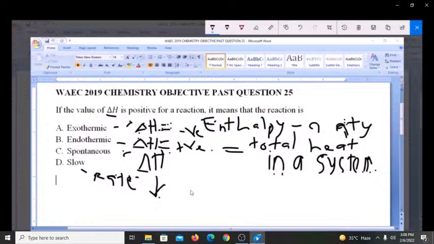So by these definitions, an exothermic reaction is negative enthalpy, an endothermic reaction is positive enthalpy. So from the question, it asks for positive enthalpy, and we have established that it is an endothermic reaction. So our answer will be B, which is endothermic reaction, where delta H or enthalpy is positive.